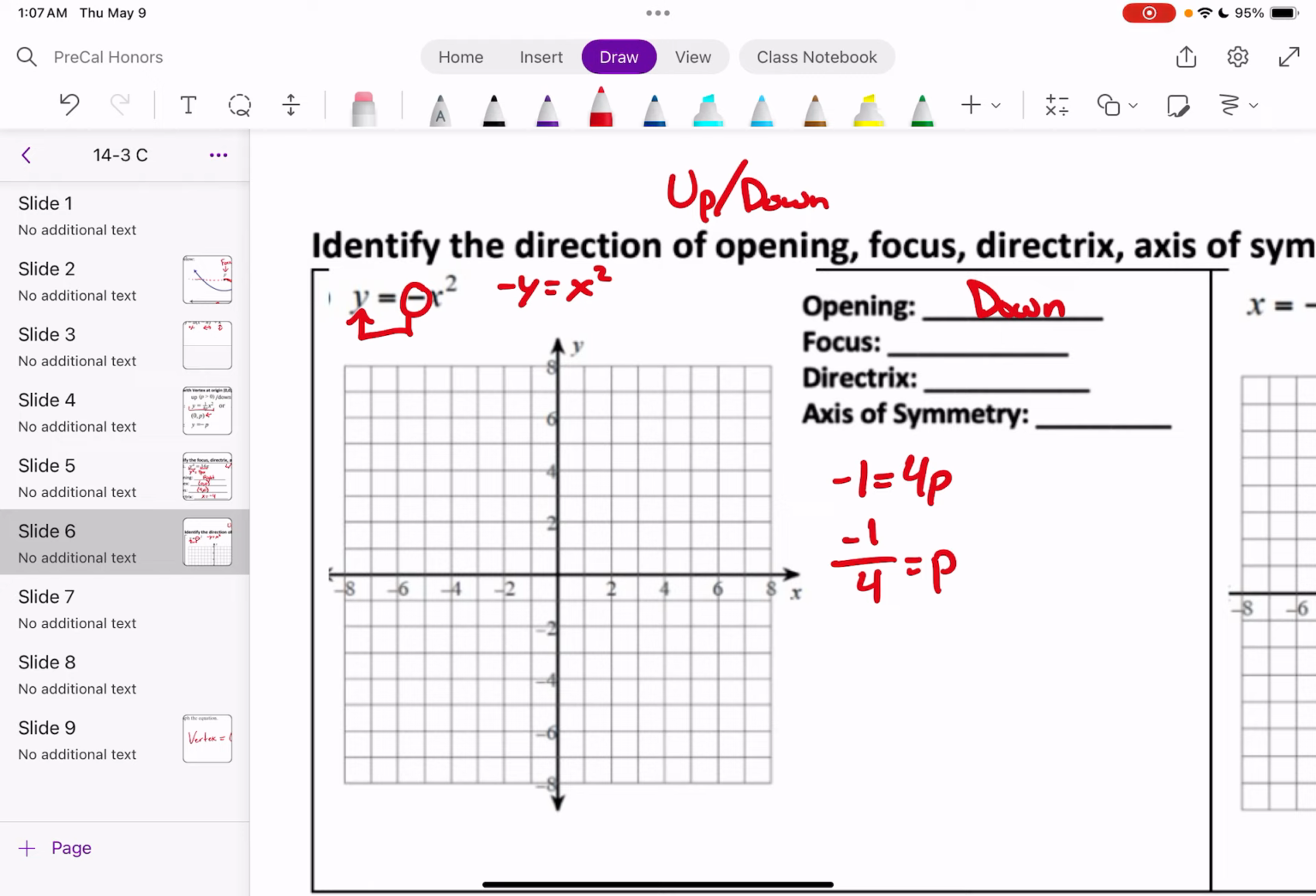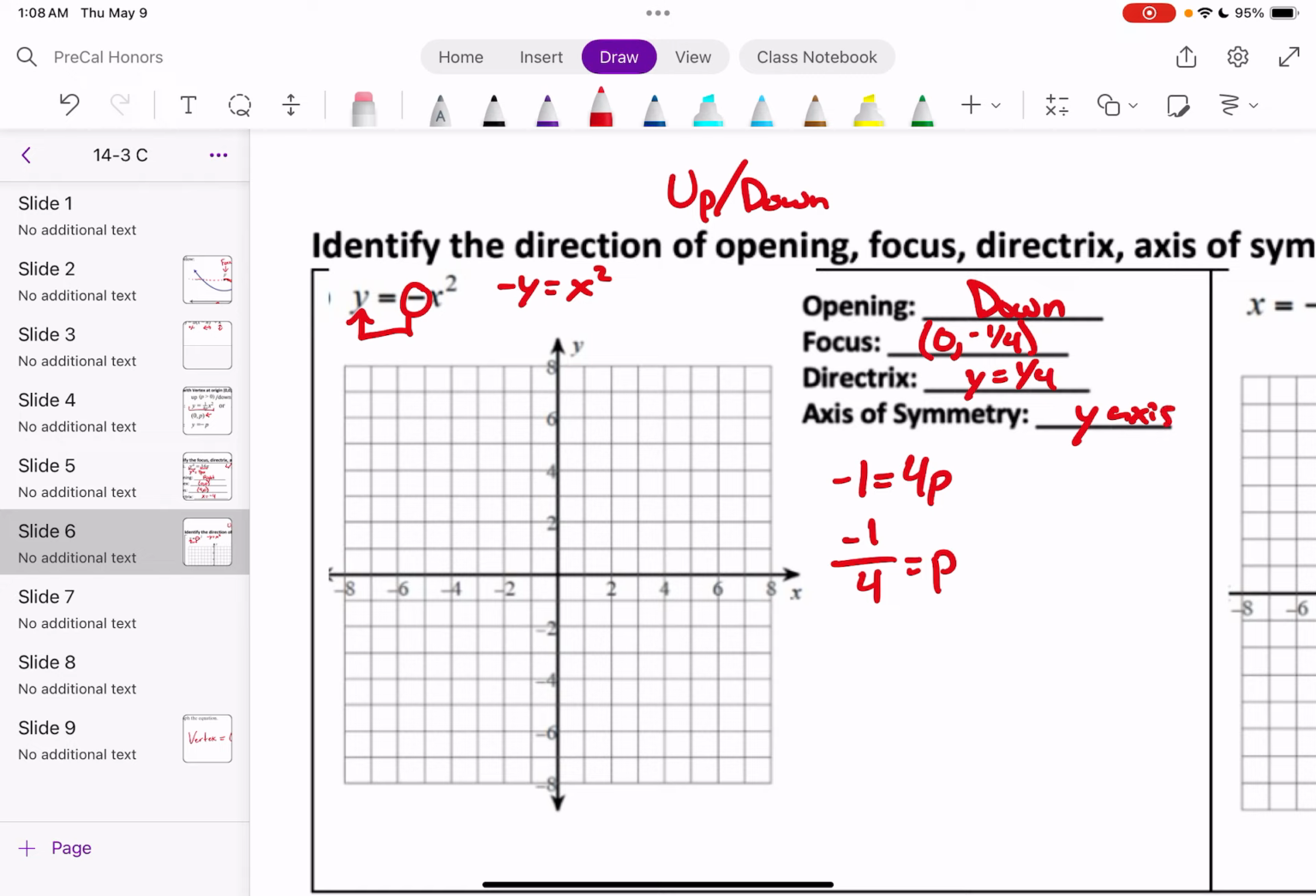Our focus would be 0, -1/4. Our directrix would be y is equal to 1/4. And our axis of symmetry would be on the y-axis.